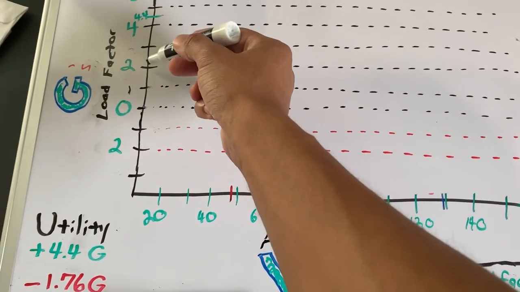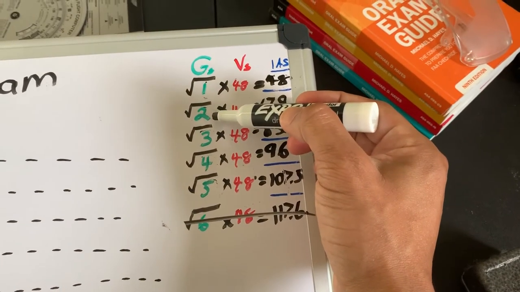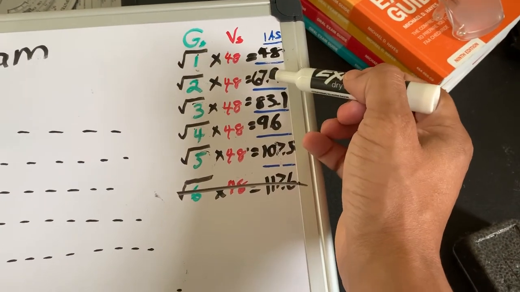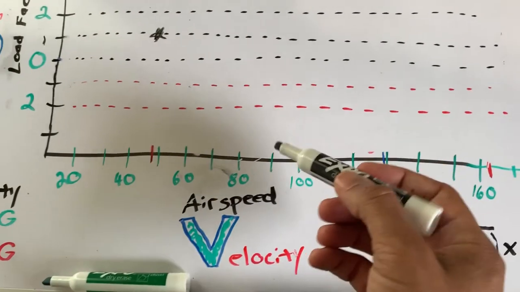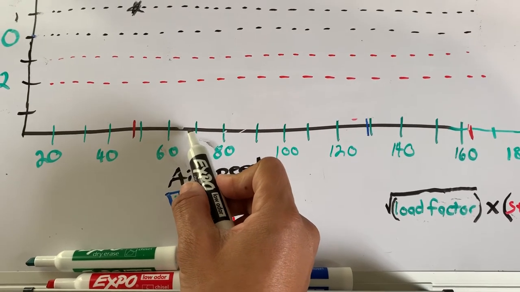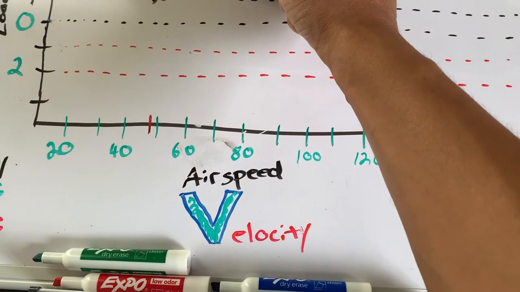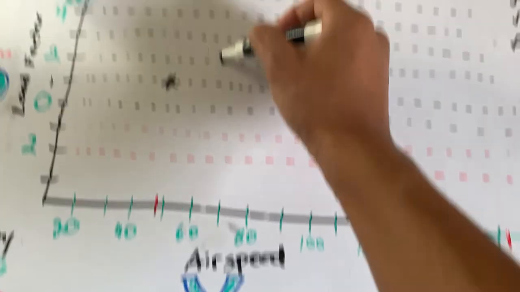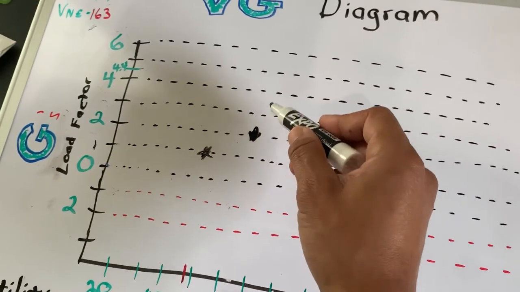Next, what's our load factor for 2? What's the velocity there? The square root of 2 times 48 is going to be 67.9. Rounded up, you can put 68 or whatever. Here's 60, here's 70, so 67 is right there. We go all the way up to there. All right, there is the 2.